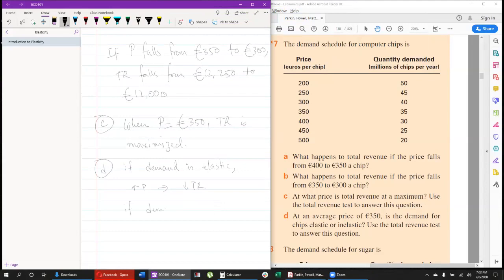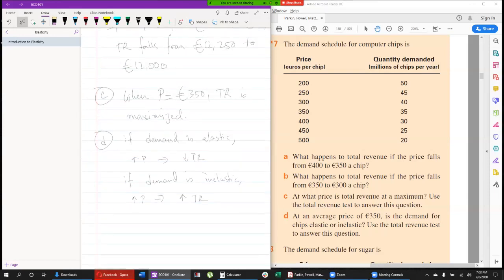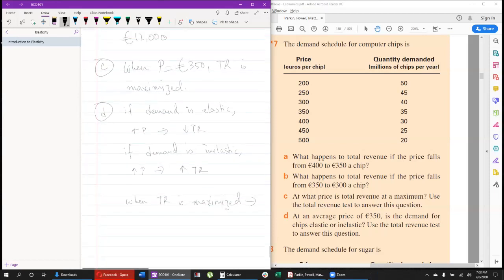If demand is inelastic, a rise in price implies a rise in total revenue. Therefore, when total revenue is maximized, it's not increasing or decreasing. When total revenue is maximized, demand must be unit elastic.